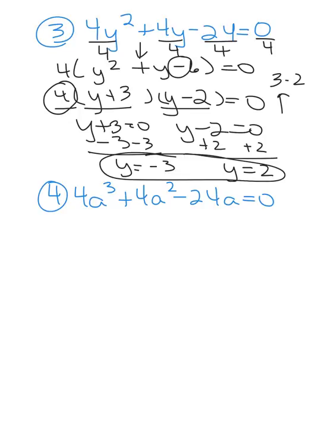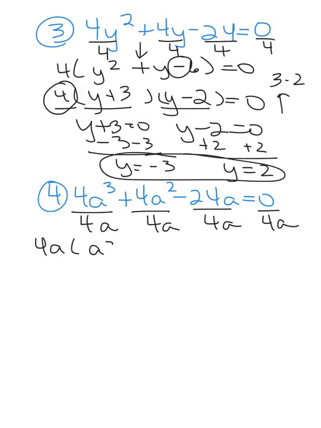And looking at number 4, again, I'm looking for a greatest common factor. I already have my equation set equal to 0. This time everything is divisible by 4a, not just 4. So I'll divide everything by 4a, and I'll put my 4a out front, and I'm left with a squared plus a minus 6 is equal to 0. Again, I'll rewrite my 4a.